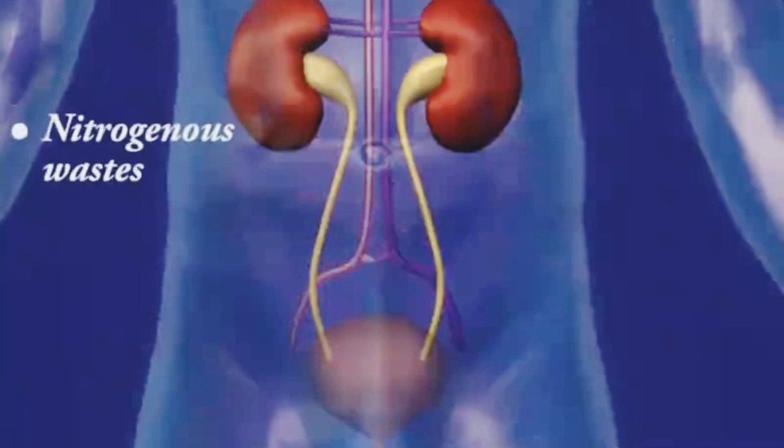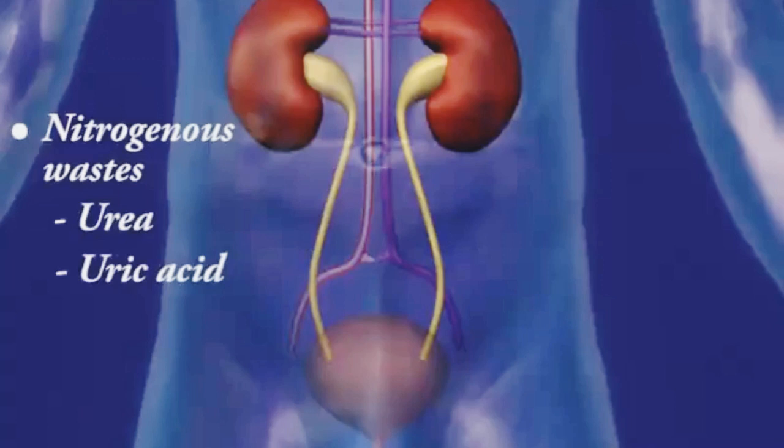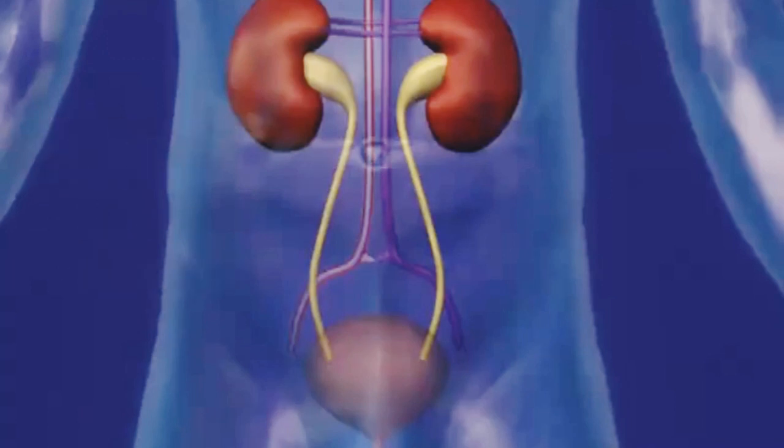The nitrogenous wastes such as urea and uric acid are removed from the blood in the kidneys through urine. The urine formed in the kidneys is passed through a pair of ureters into the urinary bladder, where it is stored until being released through the urethra.